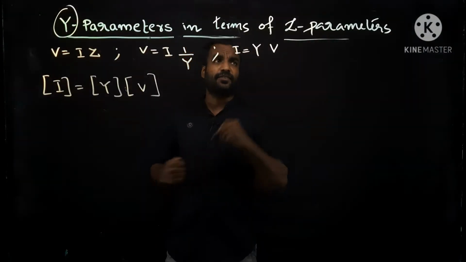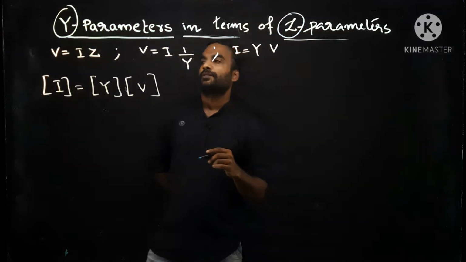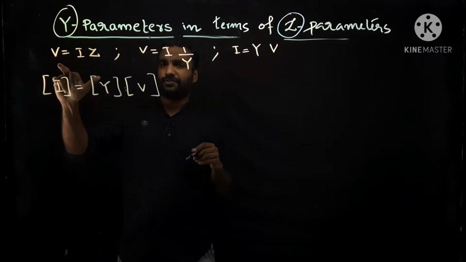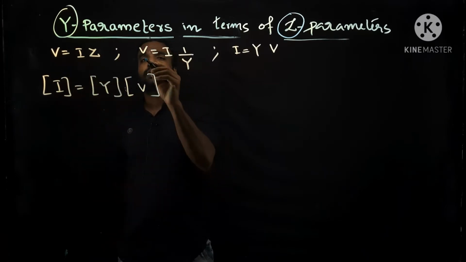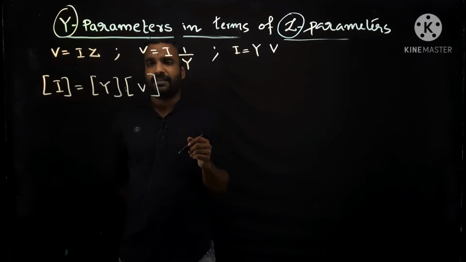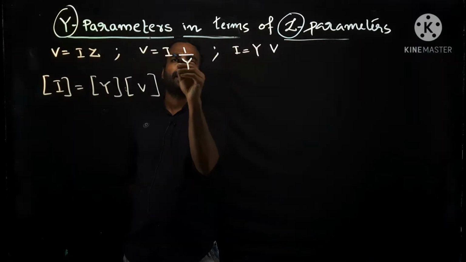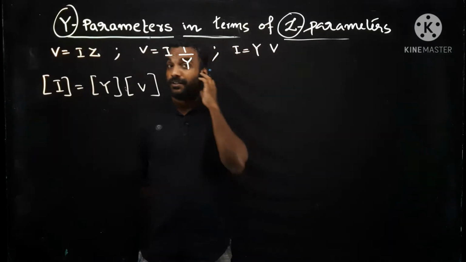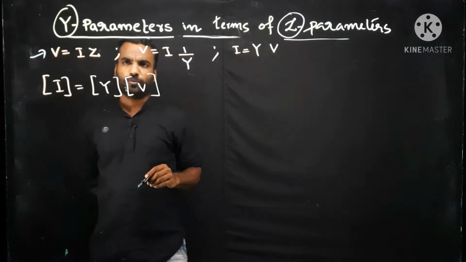Okay, let us see the derivation of Y parameters in terms of Z parameters. So initially this is a very well known equation. V is equal to I into R, or in case of AC circuit, V is equal to current into impedance. V is equal to I into Z. So that V is equal to I into 1 by Y. Z is impedance, that is 1 by admittance, Y. Then please cross multiply. I is equal to Y into V, or admittance into voltage.